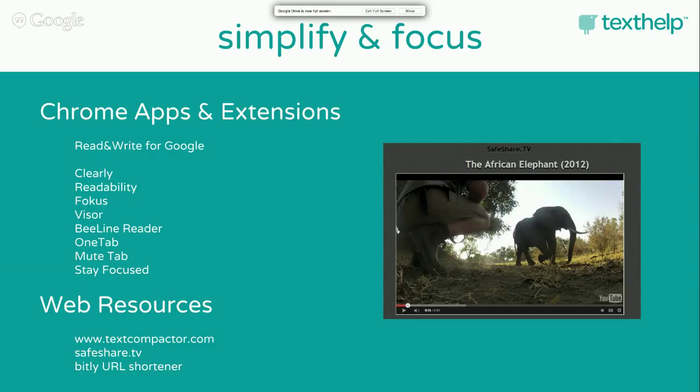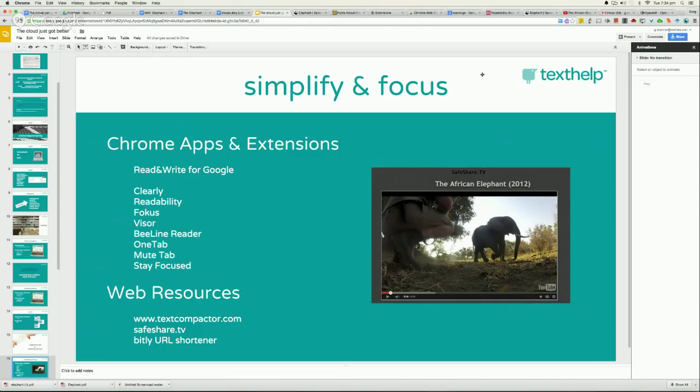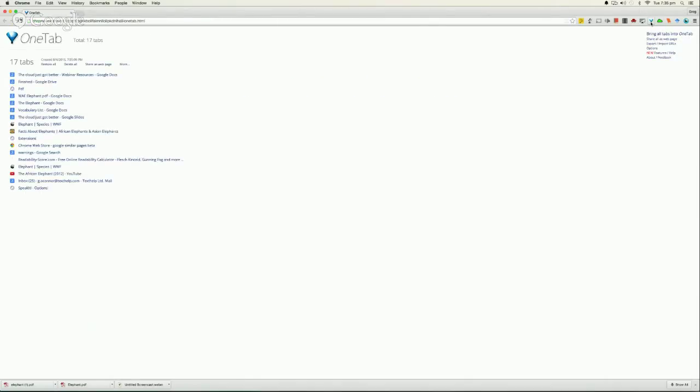A couple of others there. One Tab is one of my favorites. I start to get crazy with tabs. I've got so many tabs open, and our students do the same thing. I don't know which tab is open, and all of a sudden they start playing music and I don't know where I'm at. One Tab just lets me really quickly, when I'm getting too cluttered, too much information on the screen, I press One Tab. It takes all my tabs that are open and takes them off across my bar and gives me a list that I can actually look at. I can also share that list as well.